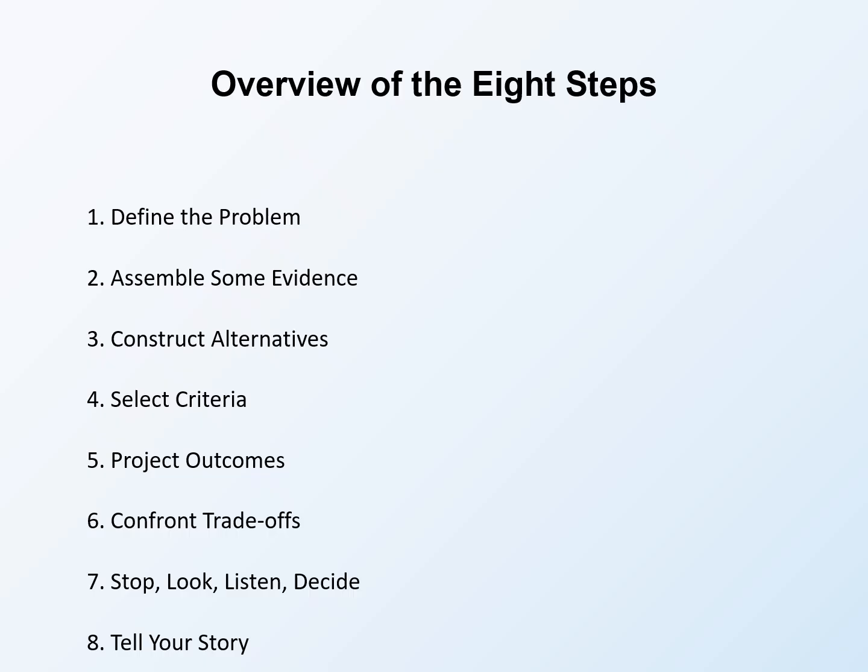While this looks like a linear checklist, Bardach emphasizes that it is iterative. You will get to step 3 and realize you defined the problem wrong in step 1, and you'll have to go back. That is normal. Policy analysis is not a straight line. It is a spiral of refinement. You are constantly testing your assumptions against reality.